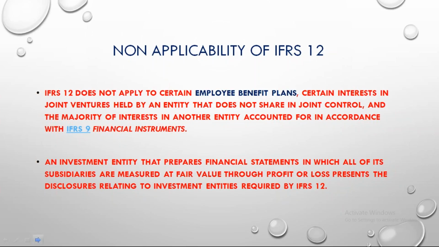Okay. Also an investment entity that prepares financial statements in which all of its subsidiaries are measured at fair value through profit or loss. That is fair value to profit or loss. Remember your IAS 39 financial instruments. There are 4 methods. One is fair value to profit or loss. Fair value to profit or loss is applied essentially for short-term investments. Short-term. You don't have any intention of keeping it for a longer time. That kind of investment is called fair value to profit or loss.